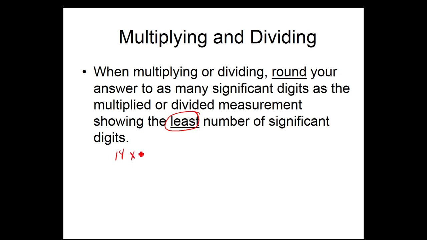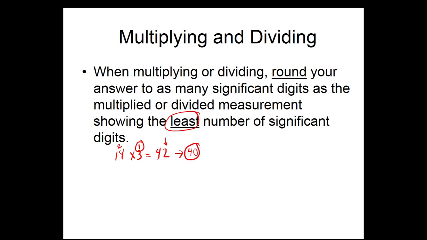14 times 3 is 42. How many significant digits does 14 have? 2. How many does 3 have? 1. So it says round to the least number. 1 is the least number. So my answer can only have one significant digit. So I'm going to round 42 to 40. I need one digit, so I start with the most left one, and then I look to the next one and see, is that 2 going to make the 4 go up to a 5 or keep it a 4? Because it's less than 5, it keeps it a 4. So I have my 40 as my answer.